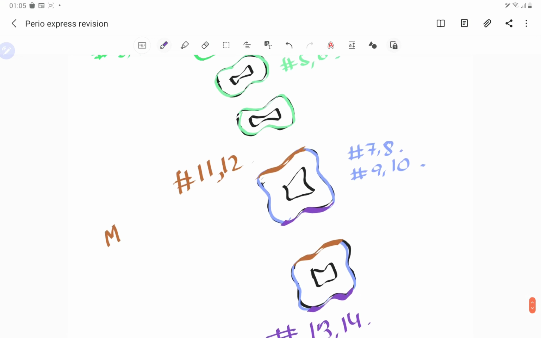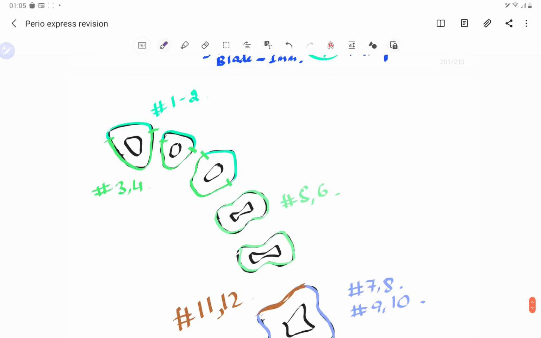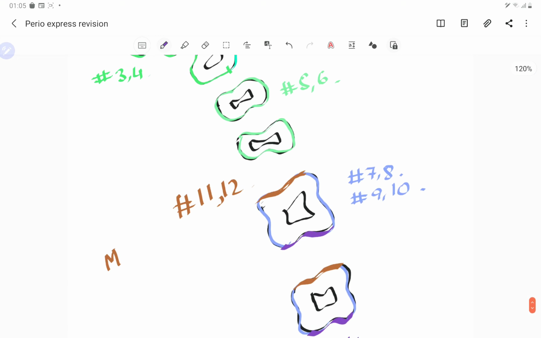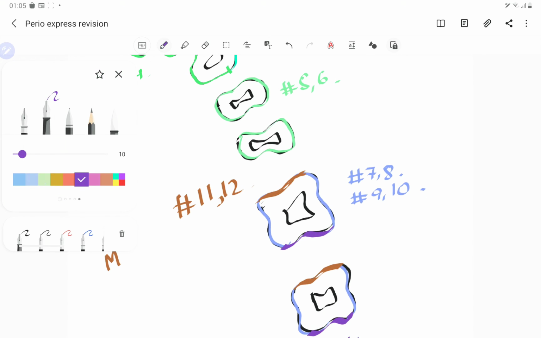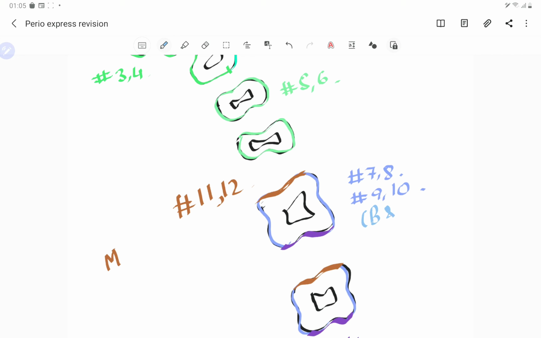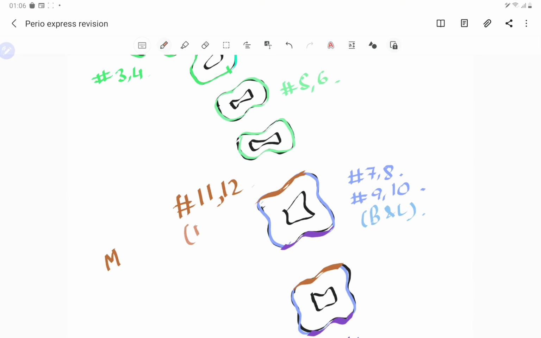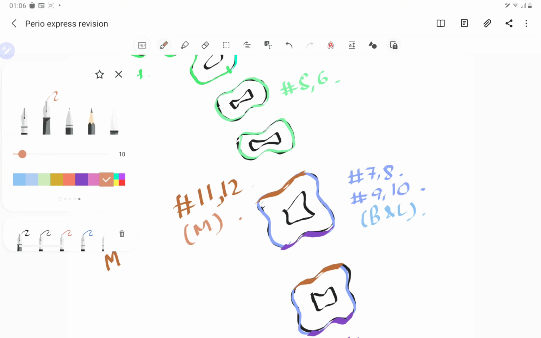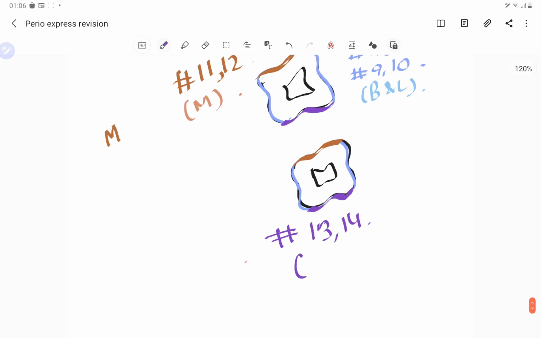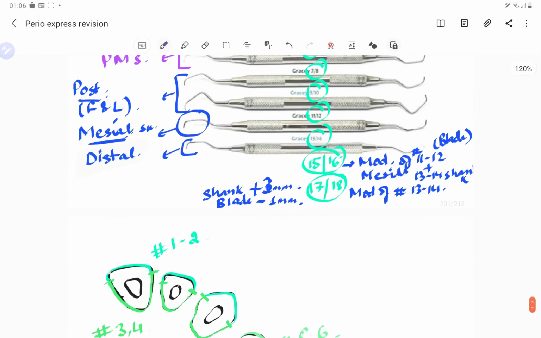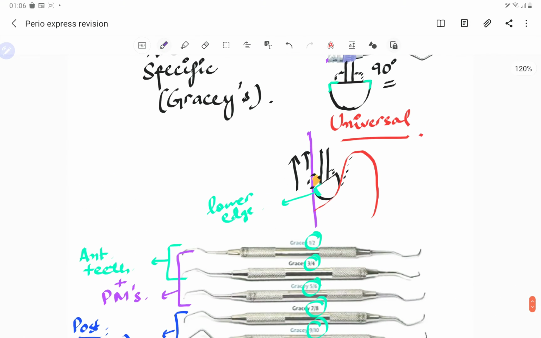Now I hope that you guys are clear with the Gracey curette at least. So 1, 2, 3, 4 for anterior, 5, 6 for premolars, 7, 8, 9, 10 for the buccal and the lingual surfaces, 11, 12 is for the mesial surface, and 13, 14 guys is for the distal surface. So these are the area specific Gracey curettes, and the angle is offset 70 degrees.